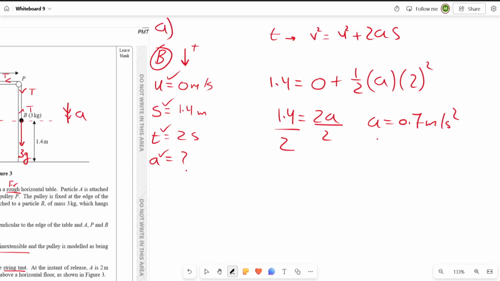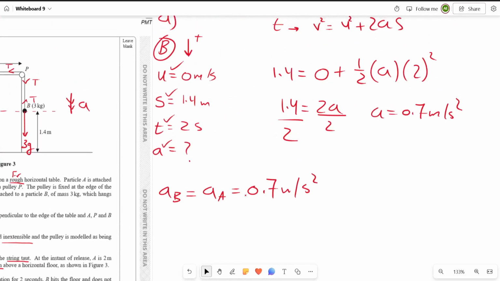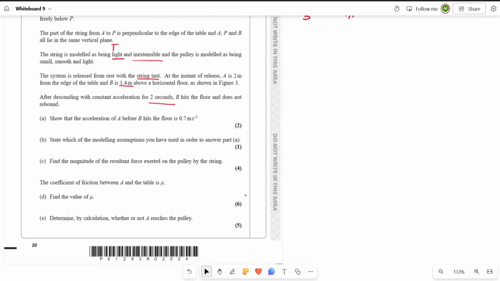Since this is the acceleration of B and it equals the acceleration of particle A, they are both 0.7 meters per second squared. And this is what was required for me to show in the question. So this is part A of the question.